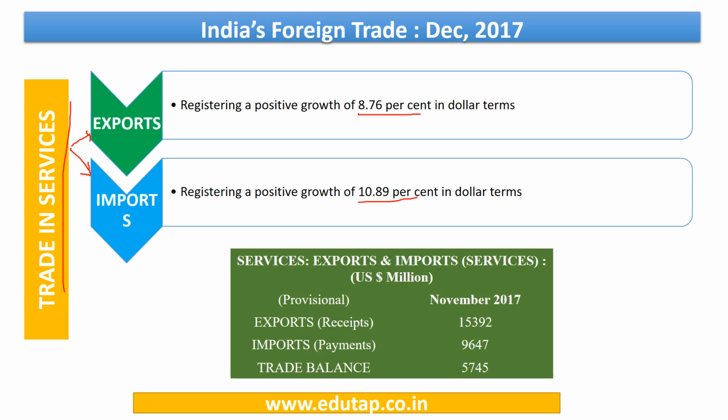These values are basically not for December 2017 but November 2017. This is the latest data available till date. The data has been available for November 2017 and not for December, but for merchandise it was December 2017 data. Here we have the figures for exports and imports and the net balance.